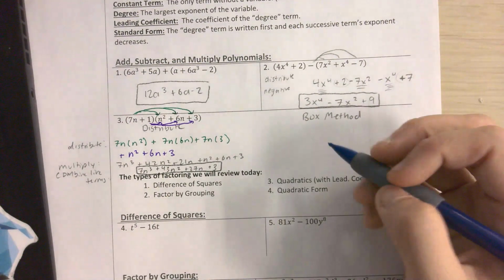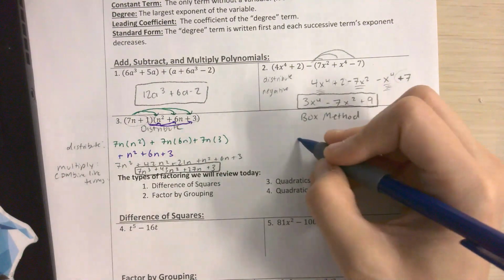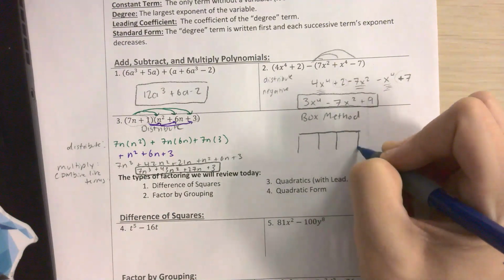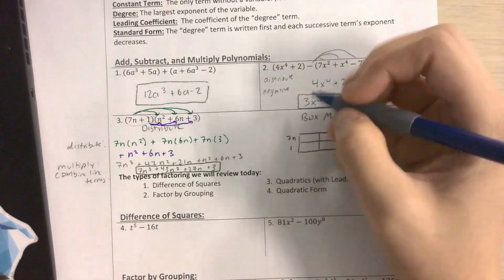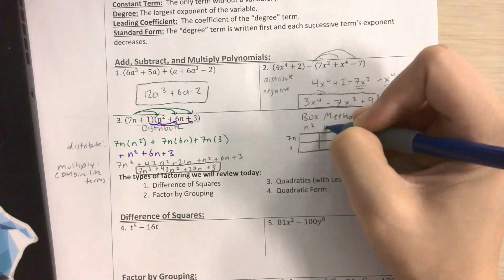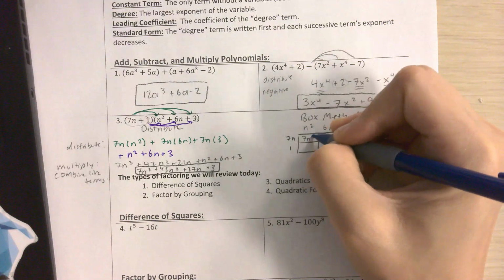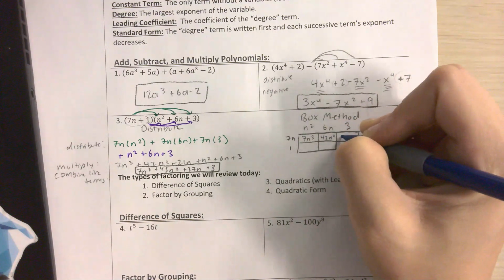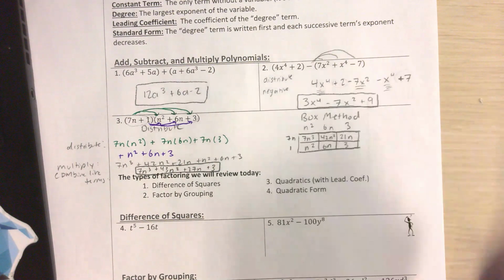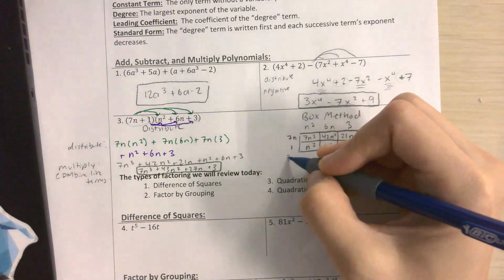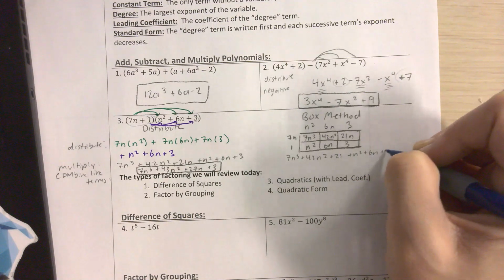And then our box method. We have a binomial times a trinomial, so we're going to have a 2 by 3 box. And we have 7n and 1, and then we have n squared, 6n, and 3. And we're going to multiply them across these boxes. So we have 7n cubed, 42n squared, 21n, n squared, 6n, and 3. And then we're just going to add them all up together and combine like terms.